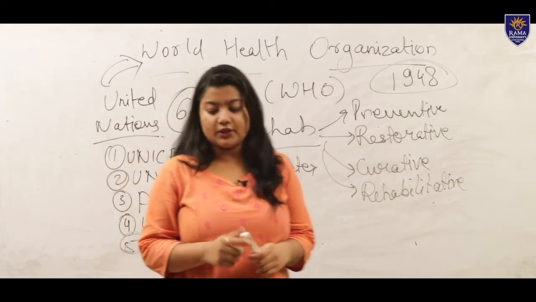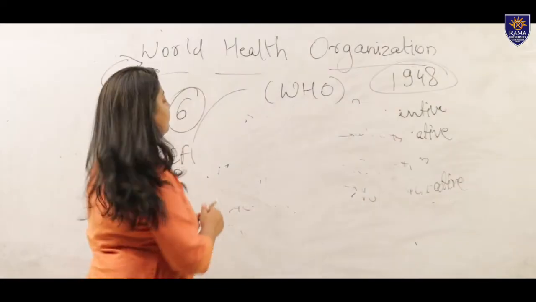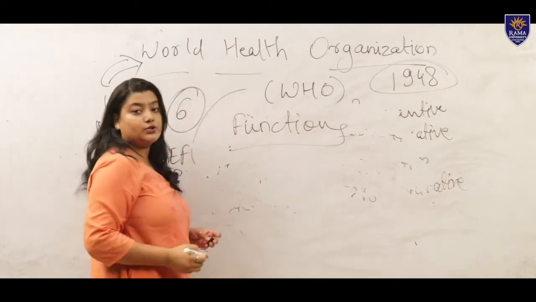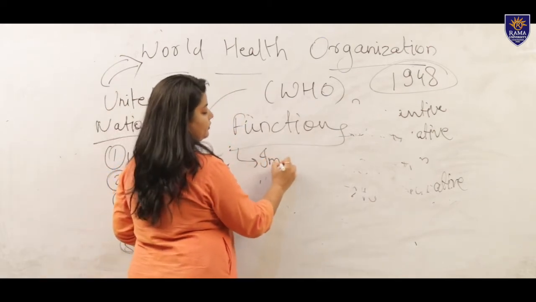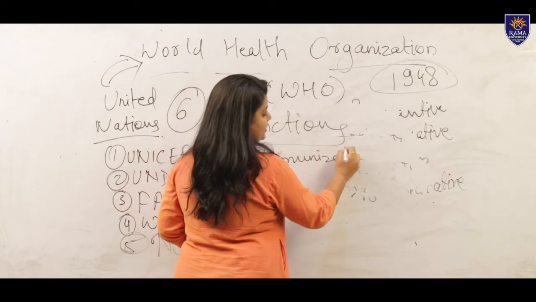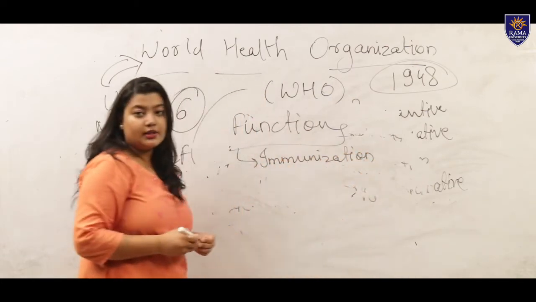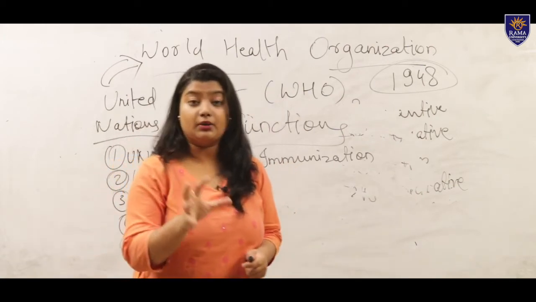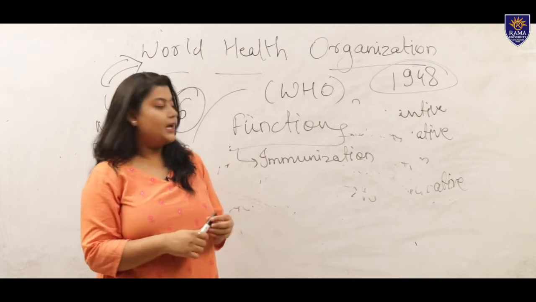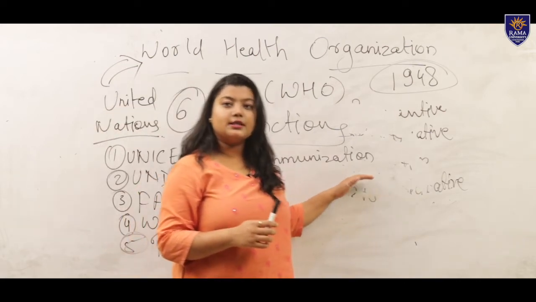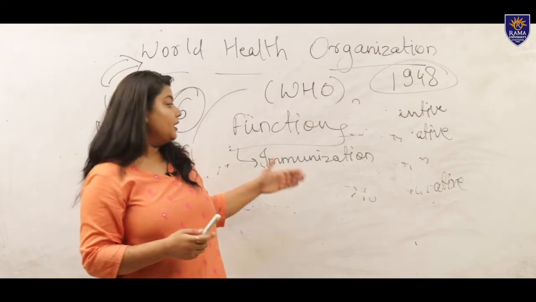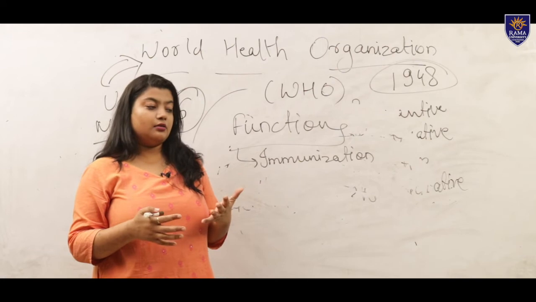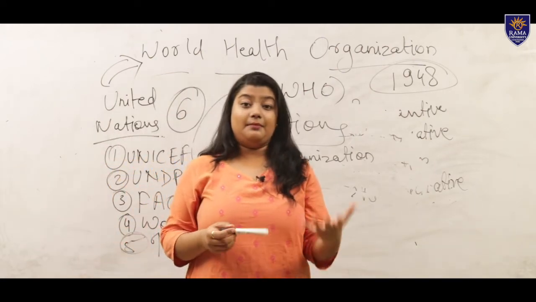What are the basic functions of WHO? When we talk about the various functions of WHO, the first in line comes immunization. Immunization is a process in which children and various people are immunized against a particular disease or a subset of diseases. This immunization procedure is done for the betterment of people and to prevent them from diseases like measles, polio, rabies, etc.